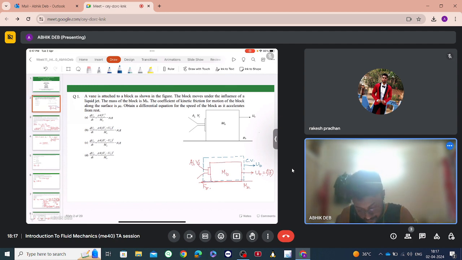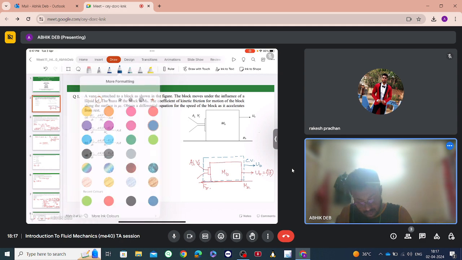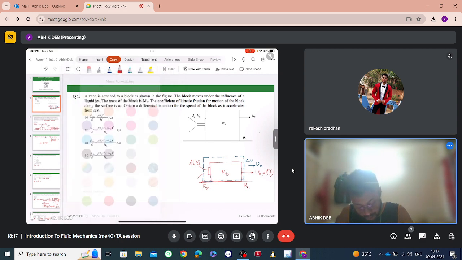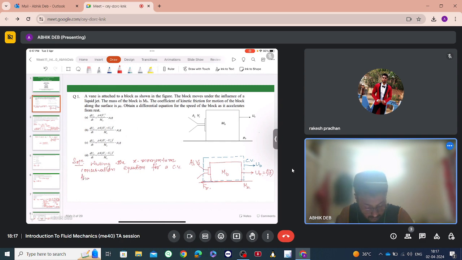Now, writing the x momentum conservation equation for a control volume that is moving at velocity ub as a function of time t, that is, the control volume is accelerating.